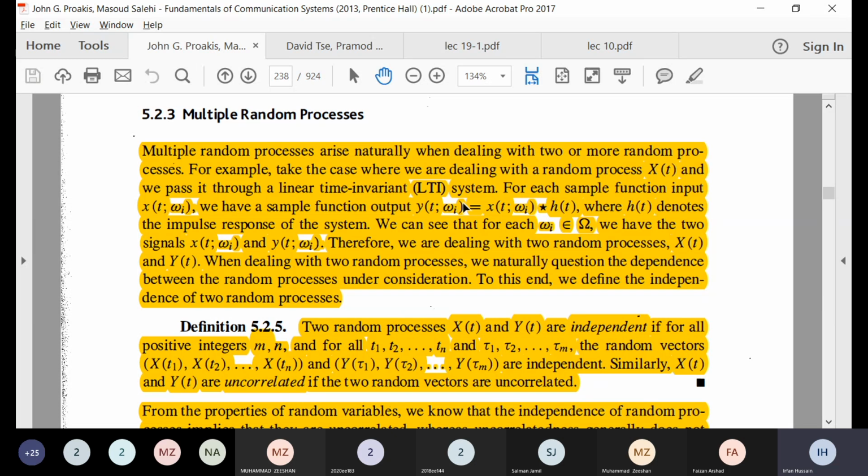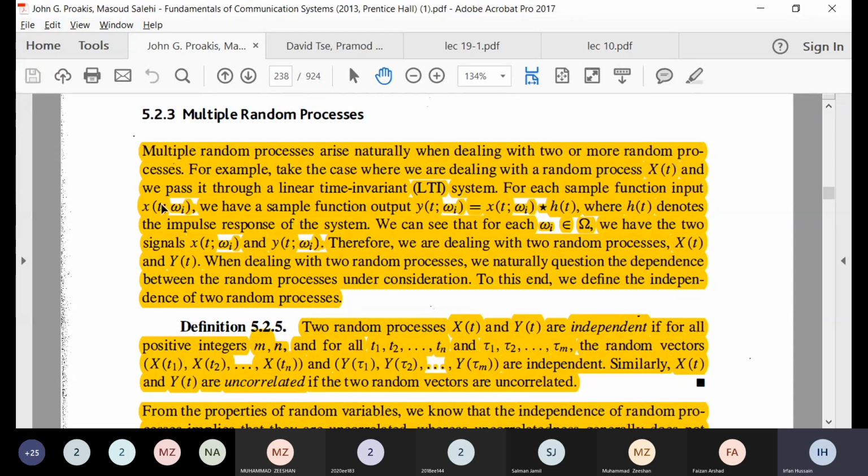You have just passed a random process through a simple LTI system, which could be a capacitor, an RLC circuit, a pass band, any simple LTI system. I'm not passing it through a diode, I'm just passing it through a simple LTI system, and again you are getting a random process. So you have to connect the two random processes at the input and the output and their various autocorrelations. That is why the discussion of multiple random processes arises.